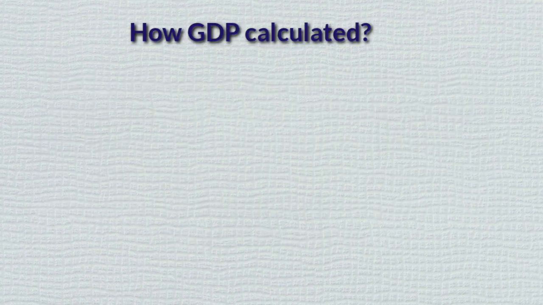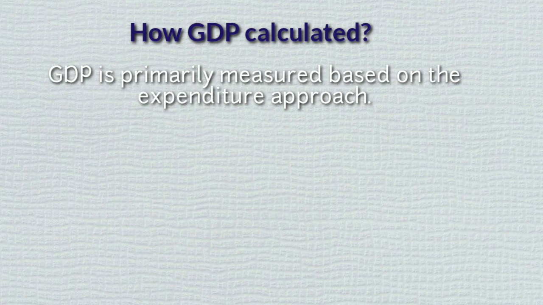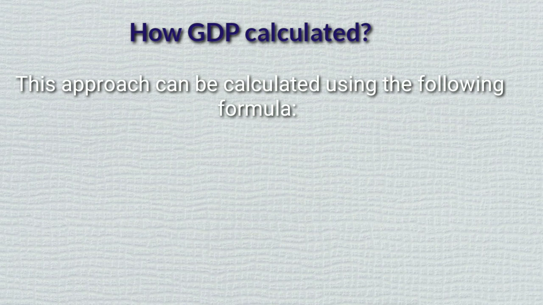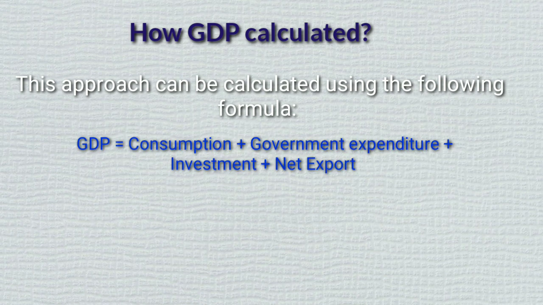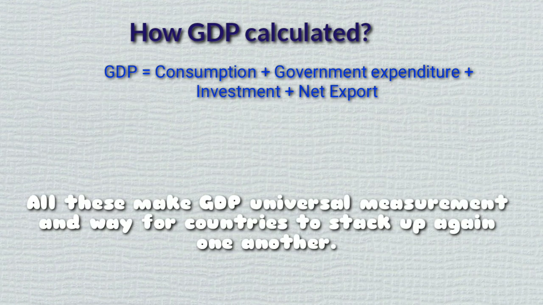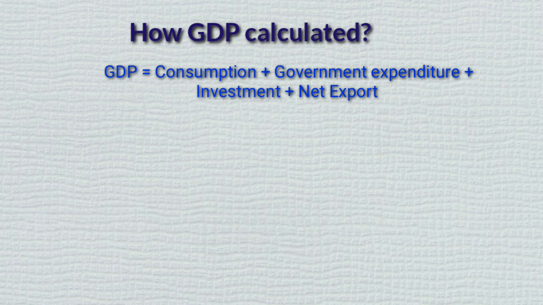How is GDP calculated? GDP is primarily measured based on the expenditure approach. This approach can be calculated using the following formula: GDP equals consumption plus government expenditure plus investment plus net export. All these make GDP a universal measurement and a way for countries to stack up against one another.